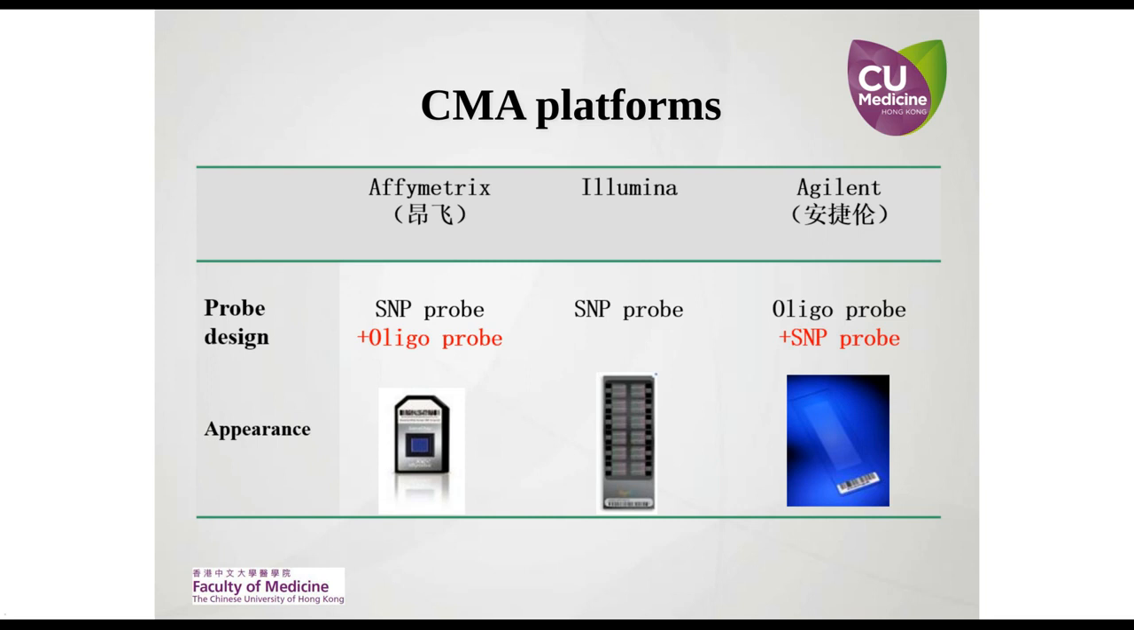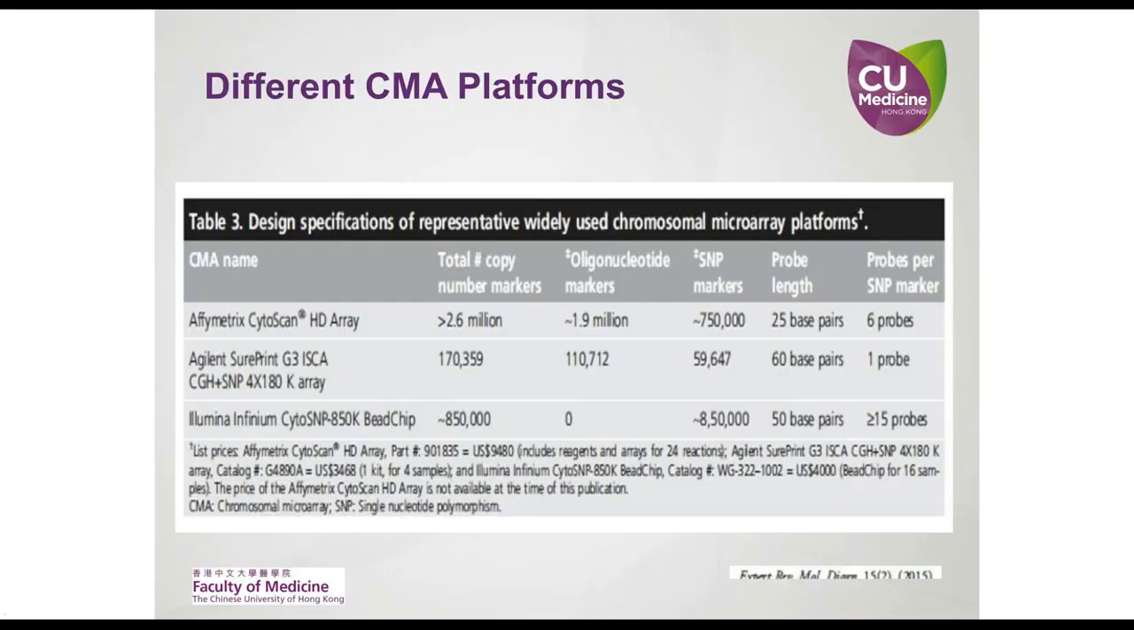But now there's only the Agilent and the Alpha Matrix platform. They also have both oligo and the SNP array. So I'm going to tell you why they are better later. But I think for you, the most important thing is this table I show you, right?